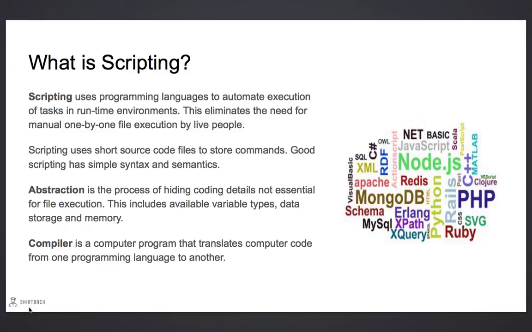Abstraction is the process of hiding coding details that are not essential to file execution. This would include the available variable types, data storage, and memory. Compilers are computer programs that will translate computer code from one programming language to another.